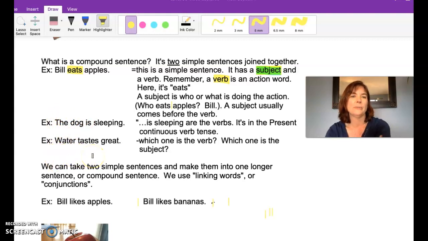Water tastes great is my last example here. Which one is the verb? What do you guys think? Can you think what it is and say it out loud? Water tastes great. Which one is the verb? Tastes is correct. Okay, which one is the subject? Water. See how that comes in front of the verb.